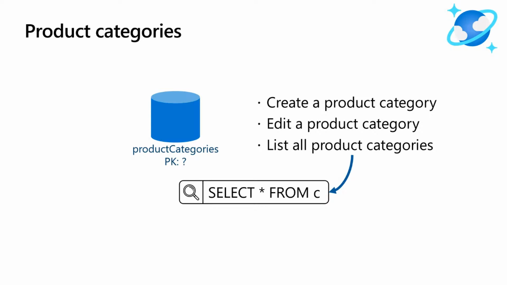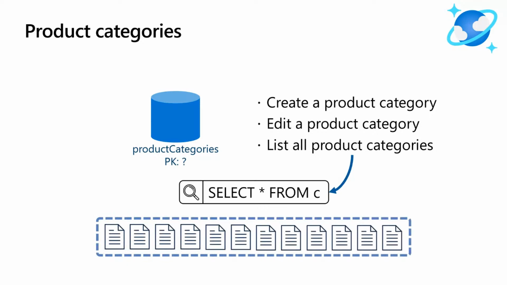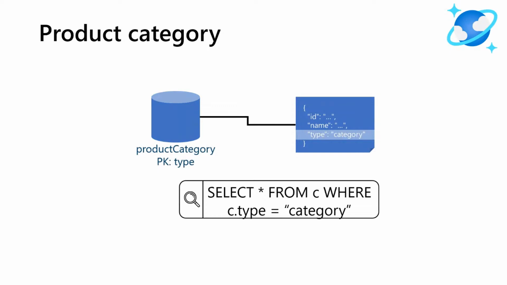There's no where filter on this query. So how do I make this a single partition query? Well, again, we're going to use a little trick here.